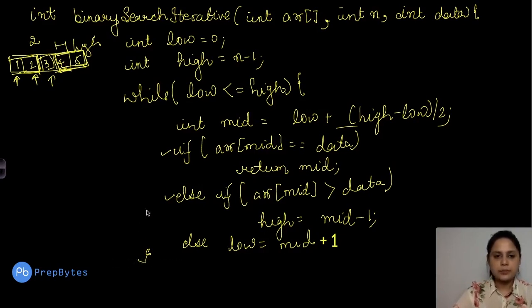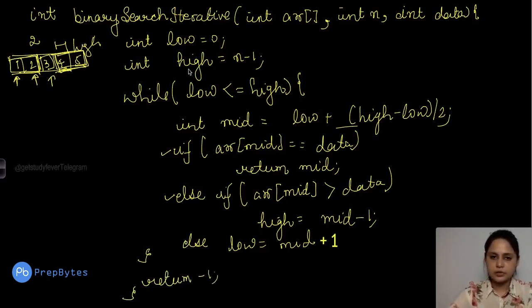Now if I have already found the data, we will return mid, the index. But if I have completed this loop and I'm out of it, which means we haven't found the data, then we will simply return minus 1. Okay, this is how the binary search works.